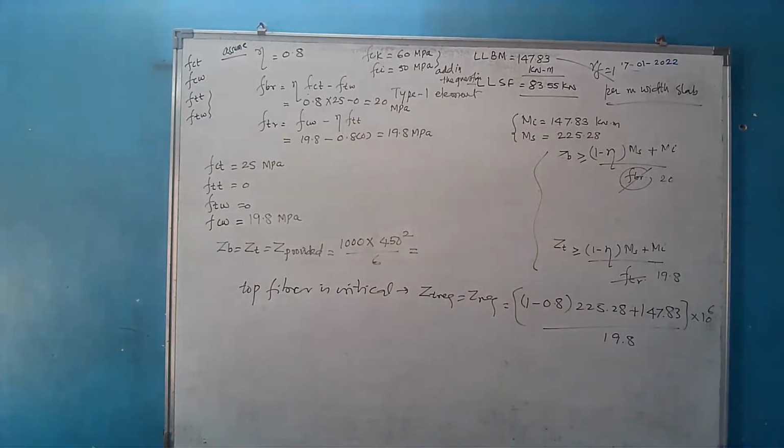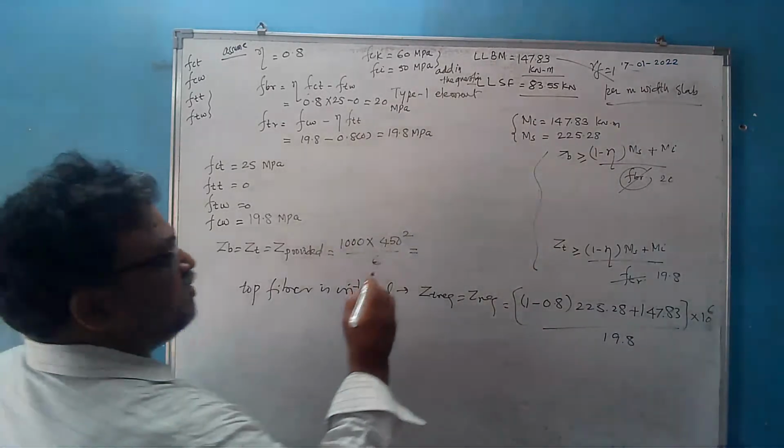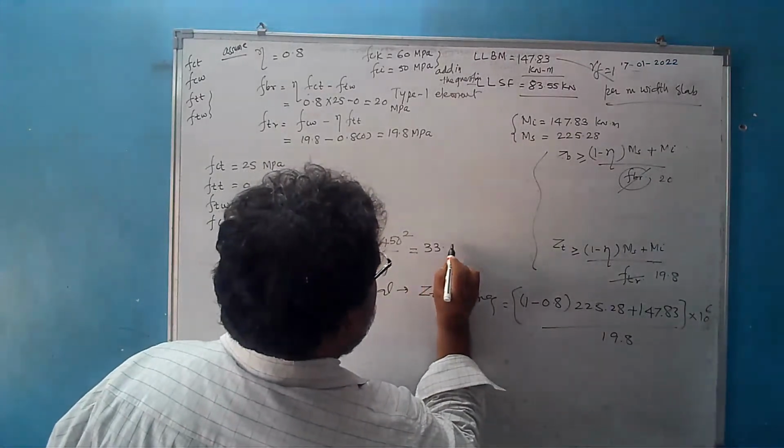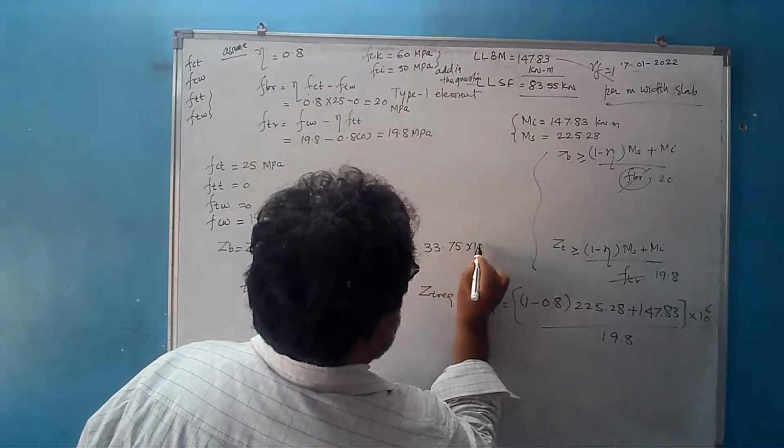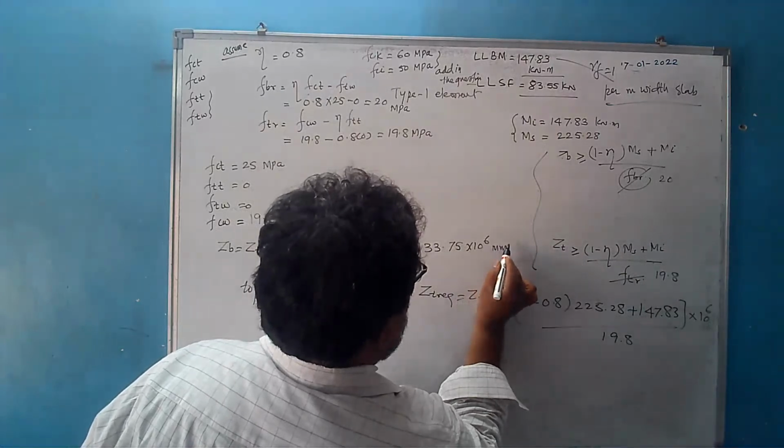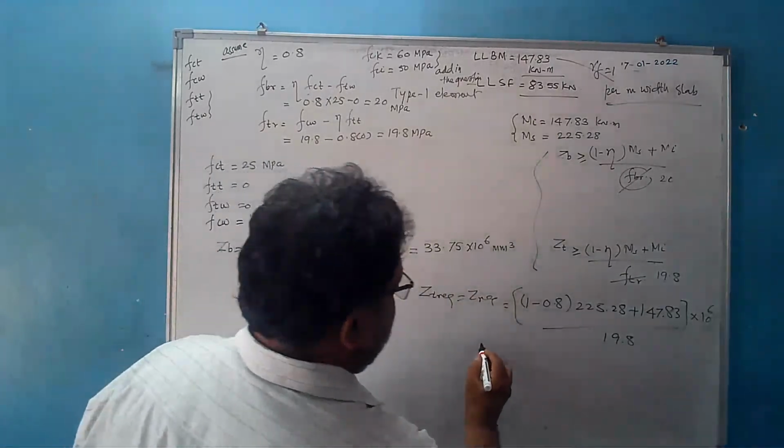33.75. It is 33.75 into 10 raised to power 6 mm cube. This is provided. And what is required?